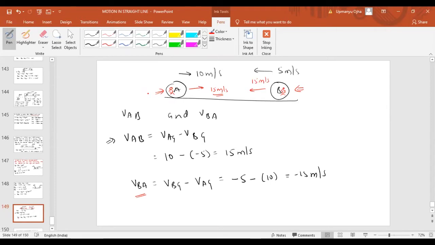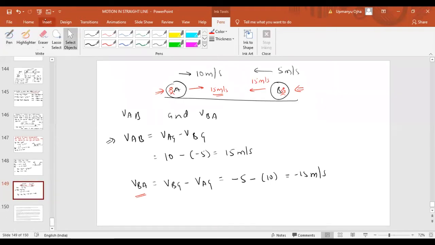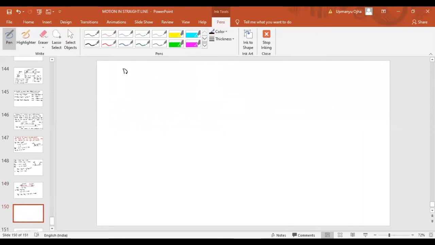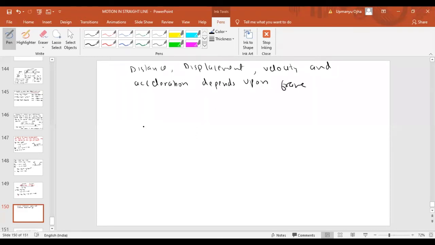Okay, fine. Now, I told you one point, that distance, displacement, velocity, and acceleration depend upon the frame, and the time and distance between the two objects are independent of the frame.